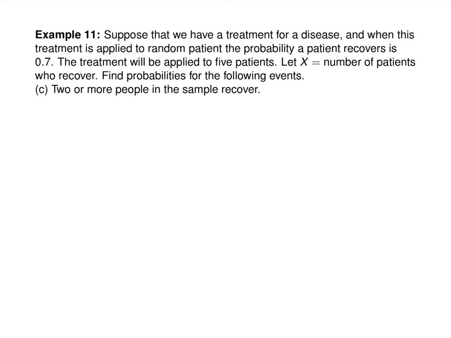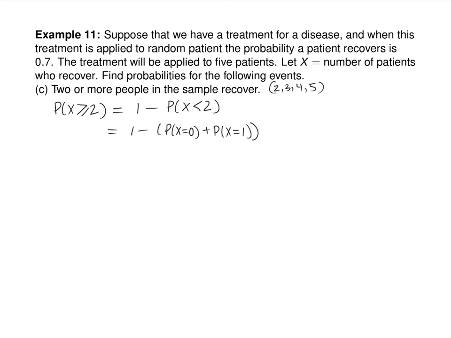Okay, what are the chances that 2 or more people in the sample recover? This is the probability that x is bigger than or equal to 2. And there's a hard way and there's a slightly easier way. So 2 or more people means 2, 3, 4, or 5. You'd have to do the thing that we just did for every single one of those. Or you could observe this is the same thing as 1 minus the probability that x is less than 2. So it's the complement of nobody or one person recovering, i.e. 1 minus the chances that x is 0 plus that x is 1. And you still have to find those two things, but not four things.